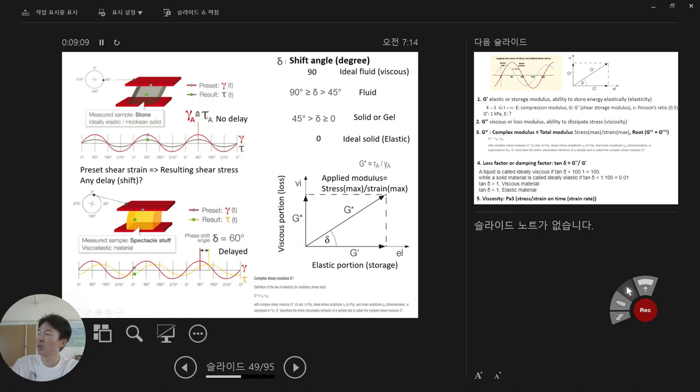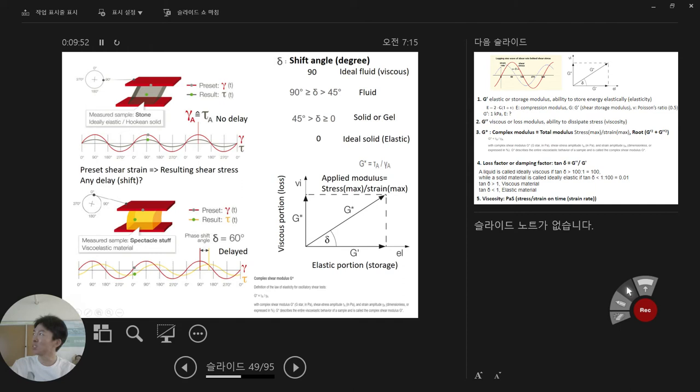Okay? And then depending on the shift, 90 degrees is an ideal fluid. An ideal fluid means something like water, and 0 degrees, like this with no delay, is an ideal solid, which is a superelastic material. So depending on this shift angle, when your material has less than 45 degrees, you can say this is more solid or gelatin-like. But when this angle is over 45, we can say this is more of a fluid state. Okay, so this is like more water, you can say that.